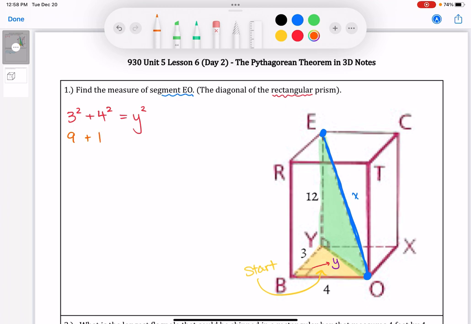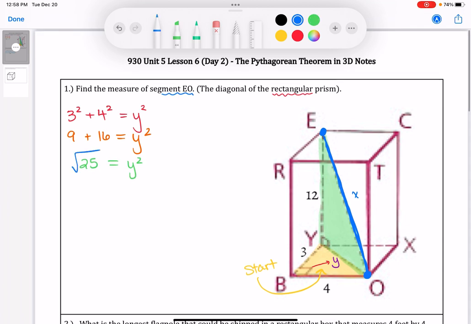But 3 squared is 9, 4 squared is 16, equals y squared. 9 plus 16 is 25. And then I'm going to square root both sides. So I get y equals 5. 5 equals y. Same idea, right? So here I now have a 5. That's kind of confusing, but this side length that I was trying to find is 5, so I just figured that out.